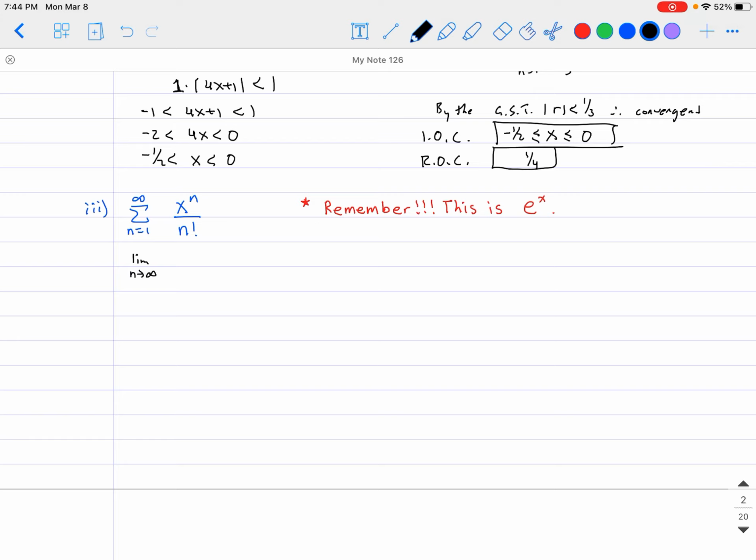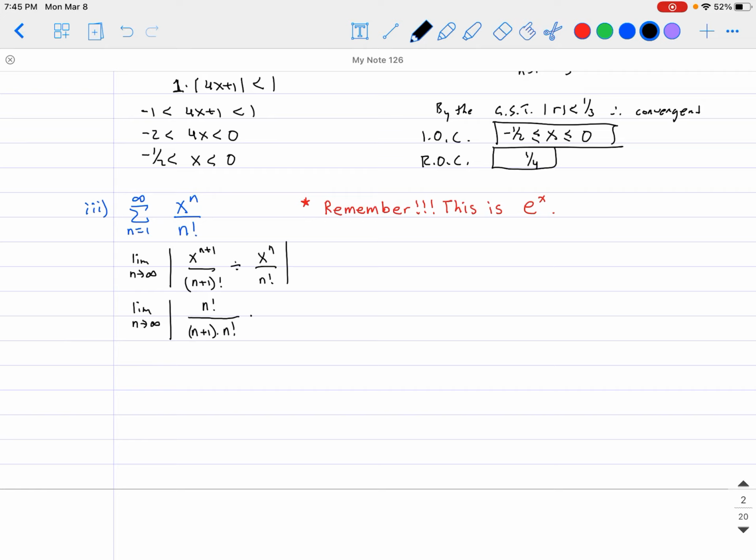Limit as n approaches infinity of the absolute value of the next term, which is x to the power of n plus 1, divided by (n plus 1) factorial, and all that is divided by x to the n divided by n factorial. We're going to combine the like terms, just what we've been doing so far. So we'll put the n's together. We have n factorial on top. The bottom part, the (n plus 1) factorial, I'm going to write as n plus 1 multiplied by n factorial, so that we can extract the n factorials to be canceled.